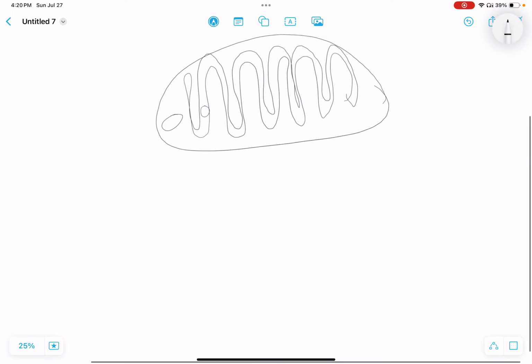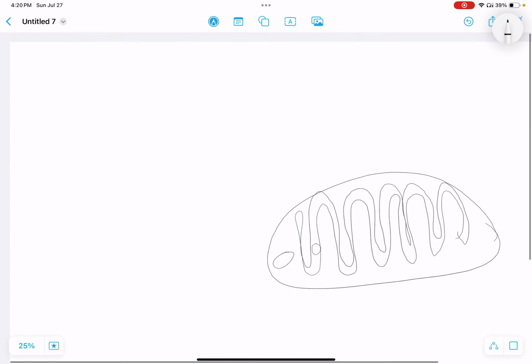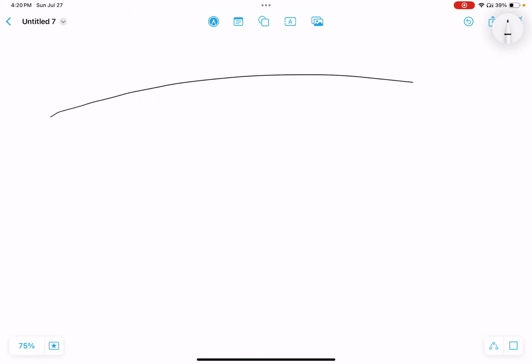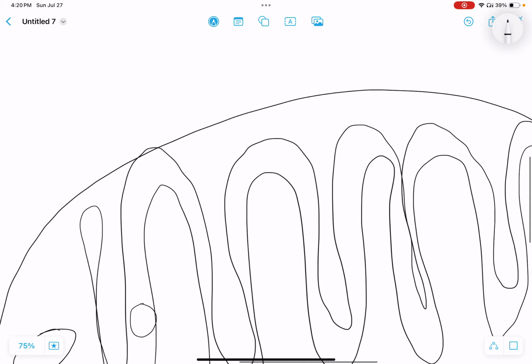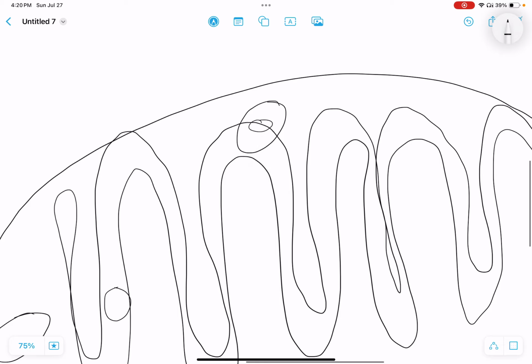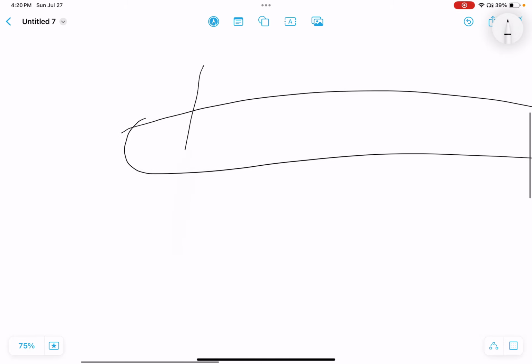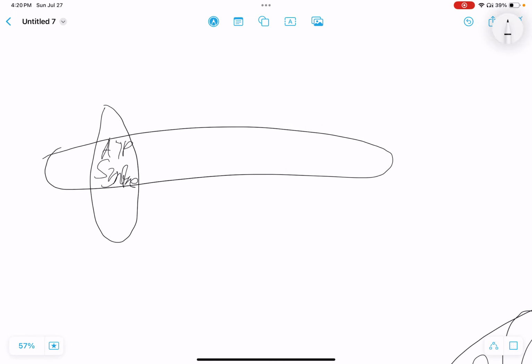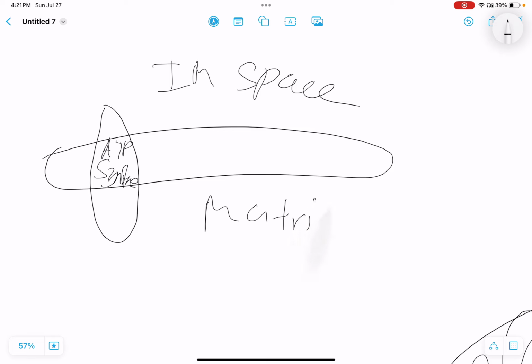Cool. So in the membrane, like this membrane right here, there it is lined with ATP synthase. All right. Let's say this is the intermembrane space. This is the matrix.